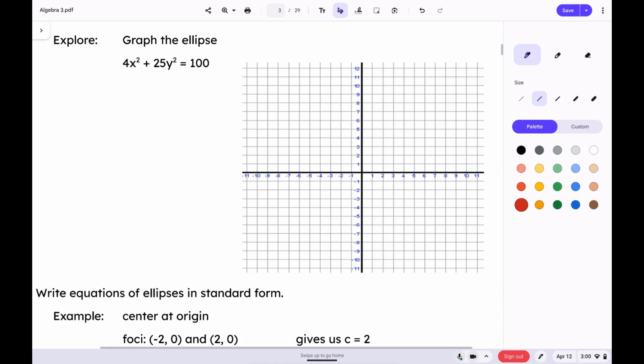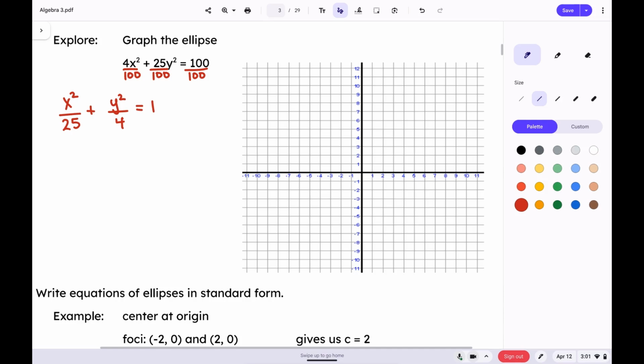Okay, I'm going to start working through this here. First thing that you should have done is try to rewrite it in standard form. And to do that, we need to get rid of this 100. So we're going to divide everything by 100. 4 over 100 can reduce to 1 over 25. So this would become x squared over 25, and then this would be y squared over 4 equals 1. So this is the form I want to use.